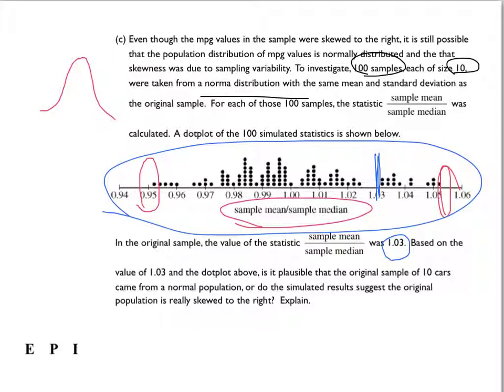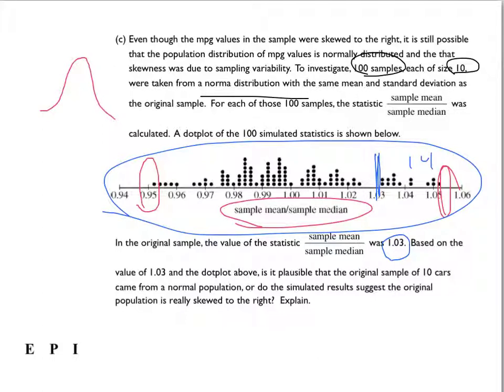Let's count up how many were as high or higher than 1.03. 1, 2, 3, 4, 5, 6, 7, 8, 9, 10. 4 more. We have 14 values over here. So out of 100, 14 of them are greater than 1.03. If we assume that the null is true, in this case the question being asked is, is this a normal distribution? We assume that it is. How likely are we to get results as high or higher than 1.03? Well, there's a 14% chance that that can happen.